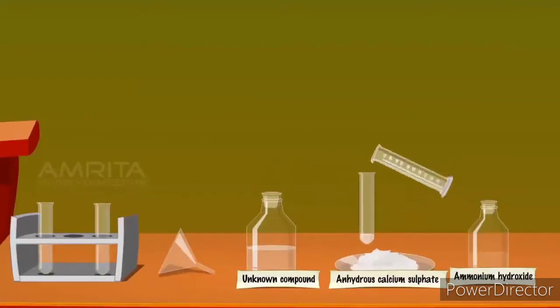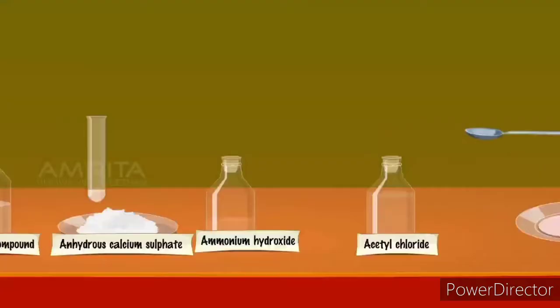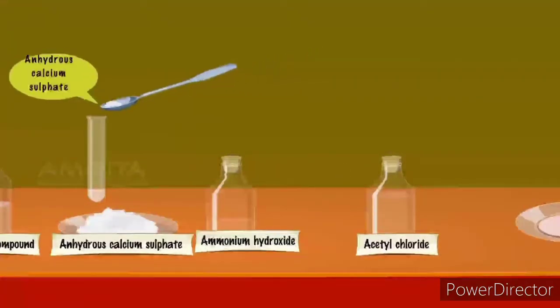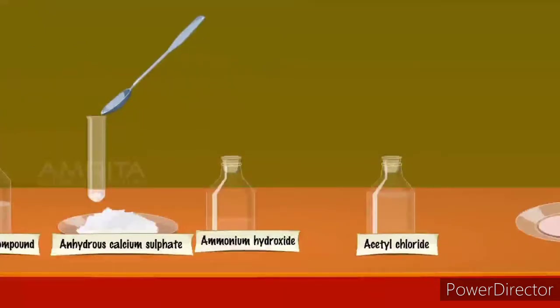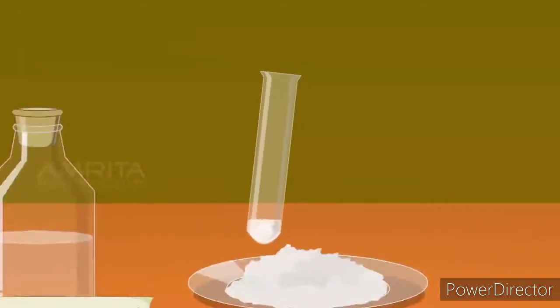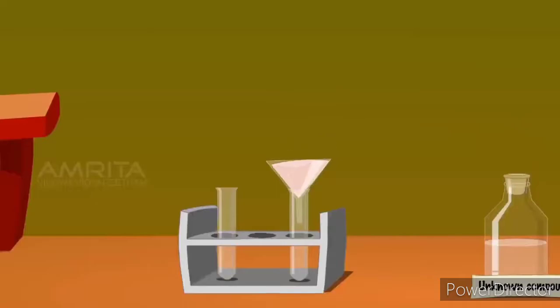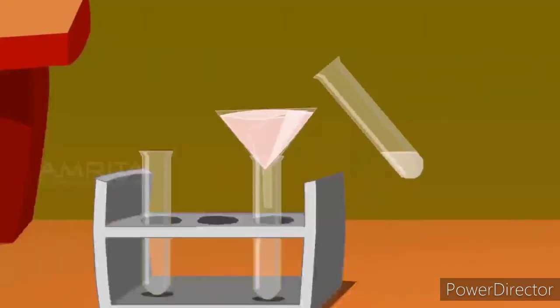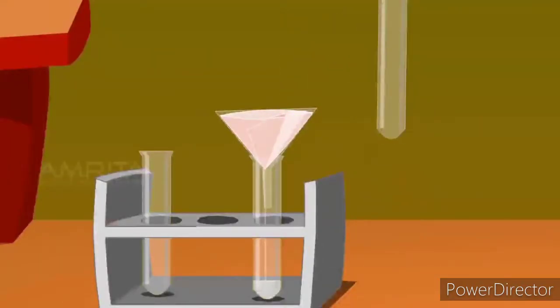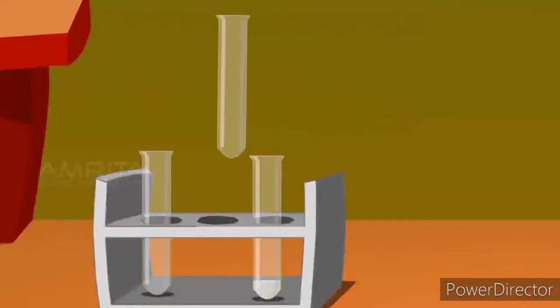Pour it into a dry test tube. Add a small amount of anhydrous calcium sulfate into it. Shake well. Place a funnel over the test tube. Place a filter paper in the funnel. Filter the liquid in the test tube. Remove the funnel.